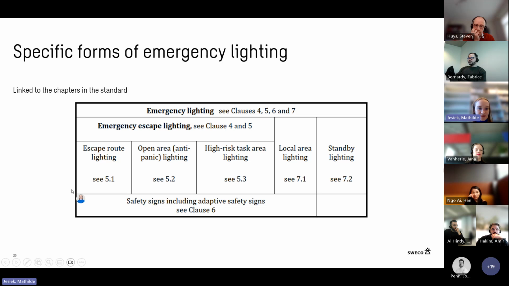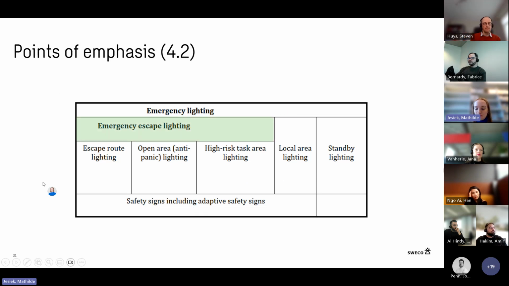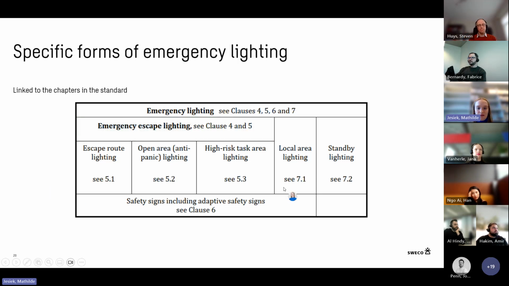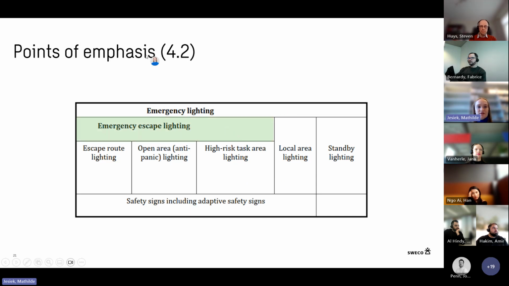Here you see the chapters of the standard as well. As you can see, we try to put the numbers of the standard also in the presentation. So if you look for something, you can easily find it in the PDF of the standard itself. We'll start with the emergency escape lighting.